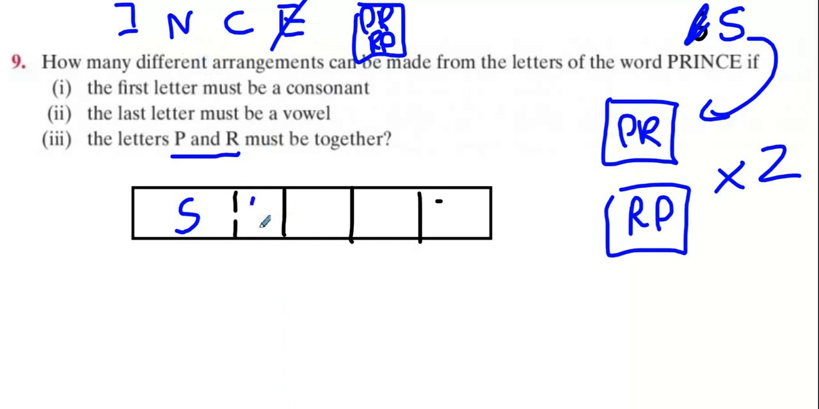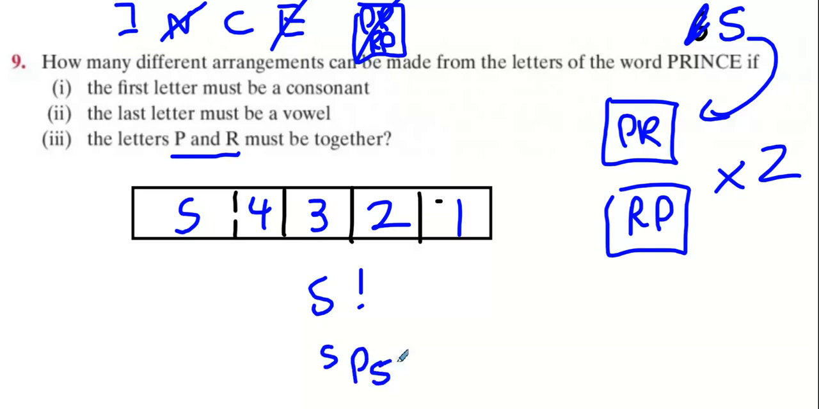And then once I choose one of these, who's next? 4 choices for the second slot. If I was to choose PR or RP for the next slot, then there'd be only 2 left, then 1. Now it's 5 factorial or 5 pick 5. But what's the part I have to introduce? It could have been PR or RP, so I have to multiply it by 2. And what do we get then? 240 again.